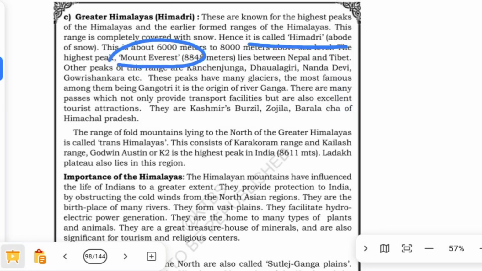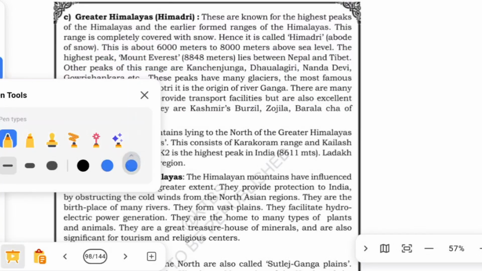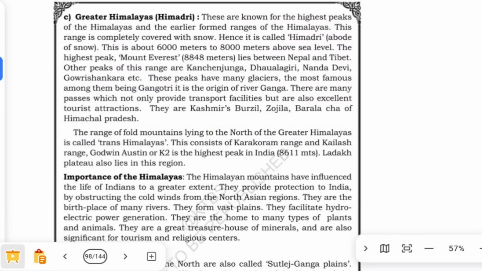8,848 meters, it lies between Nepal and Tibet. This peak is located in that Great Himalaya. Other than that, we must remember Kanchenjunga. So you can see here Kanchenjunga. Dhavalagiri, Nanda Devi, Gauri Shankar. These are all peaks located in the Great Himalaya.